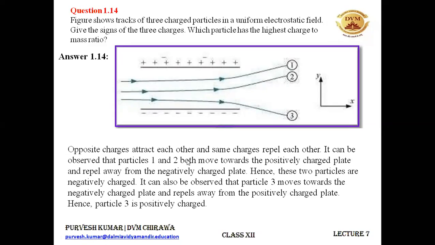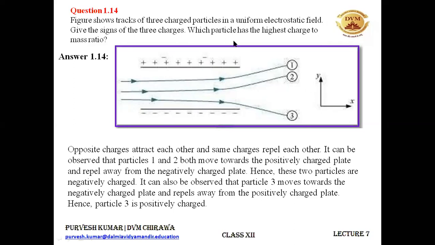I have written it. Opposite charges attract each other and the same charges repel each other. So we can see this thing. 1 and 2, they are being attracted towards the positive side of the plate, and 3 is attracted towards the negative side of the plate. That's why 1 and 2 are negatively charged and 3 is positively charged. This is a very simple part. Let's discuss the second one.